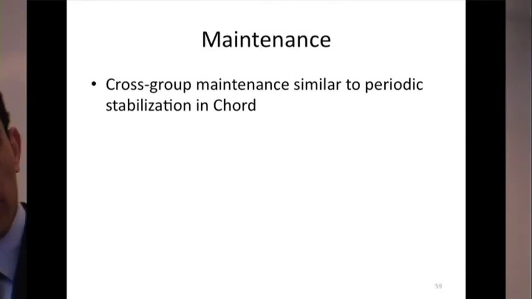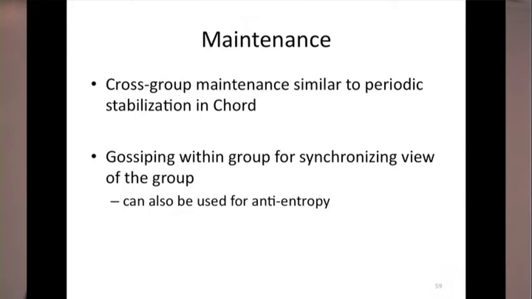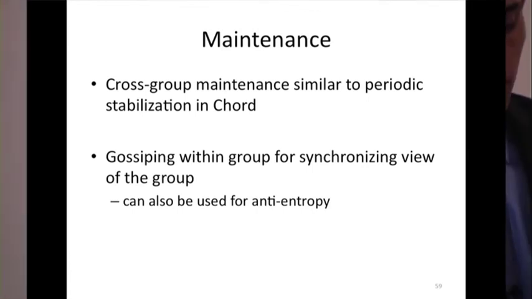So the maintenance of these groups is kind of the same as before. Chord did periodic stabilization for nodes on the ring. We use the same concept, but we apply it to groups instead of nodes. So nodes in one group do periodic stabilization with nodes in their successor group. And within a group, we synchronize the view of the group by gossiping with nodes within the group. This gossiping you can also use to update replicas of the nodes. But that's just a proposal.